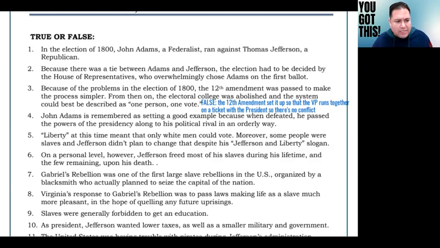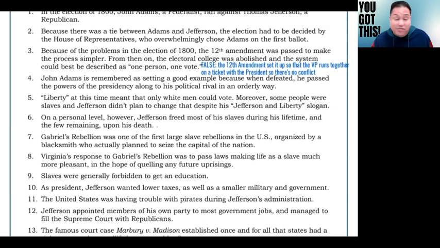Number nine, slaves were generally forbidden to get an education. That is very true. Just what we talked about. So that's number nine. Number ten, as President, Jefferson wanted lower taxes as well as a smaller military and government. That's true. Number eleven, the United States was having trouble with pirates during Jefferson's administration. That's also true. Not pirates of the Caribbean, it's pirates of the Mediterranean. We're going to be learning about that soon.